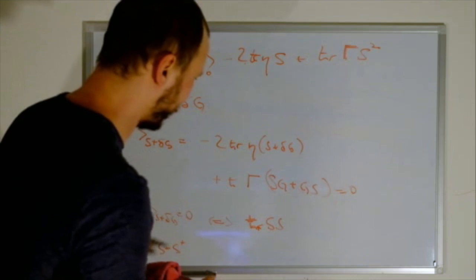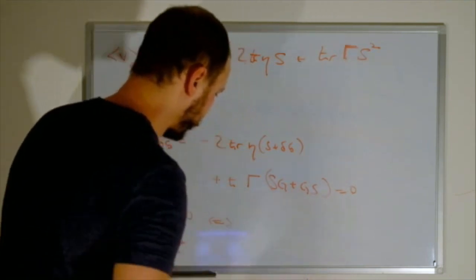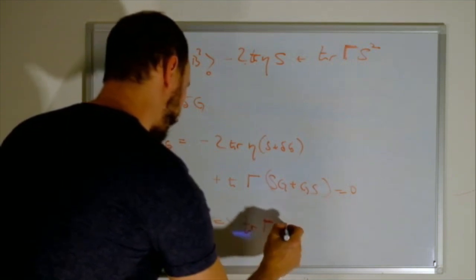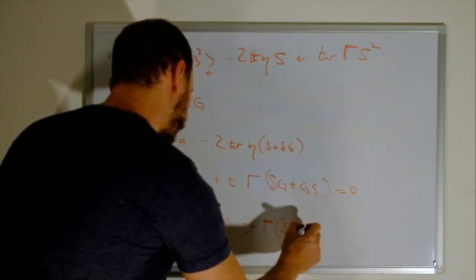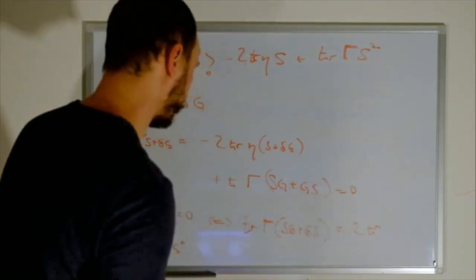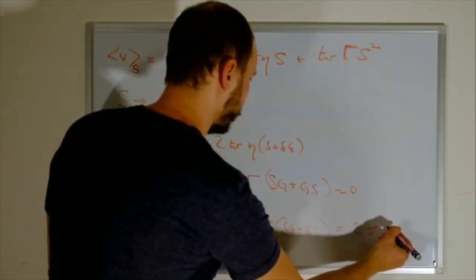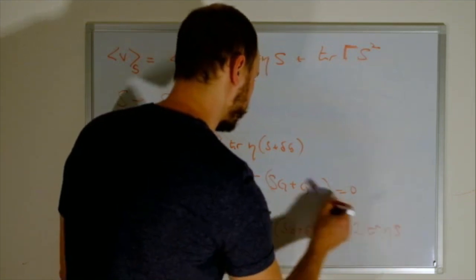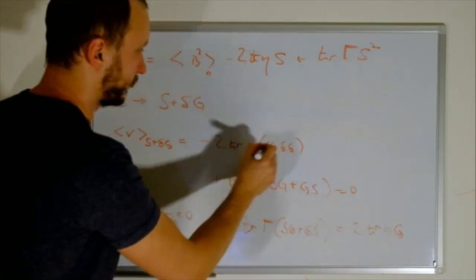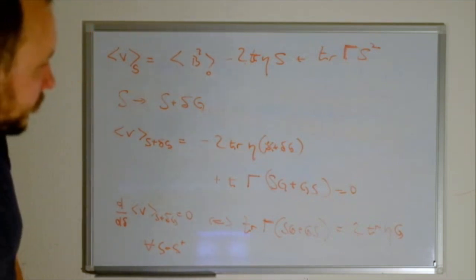Yes, no, it's impossible to look at. Okay, so this term is equal to this term. So trace of gamma SG plus GS is equal to 2 times trace of eta S. Sorry, eta G, of course. Yeah, this term is zero. It doesn't show up in the first order, it's 0.